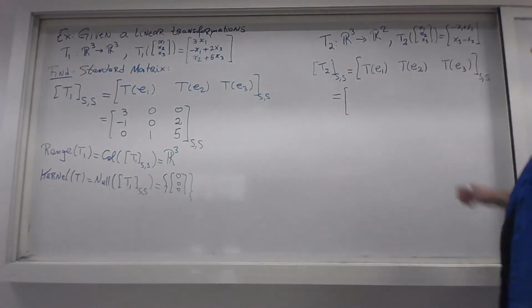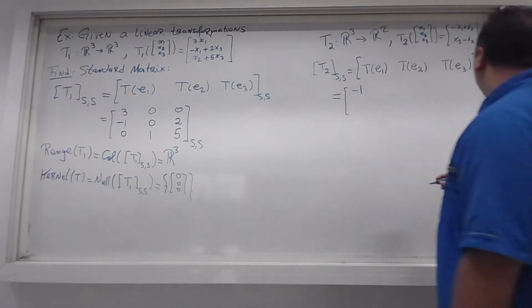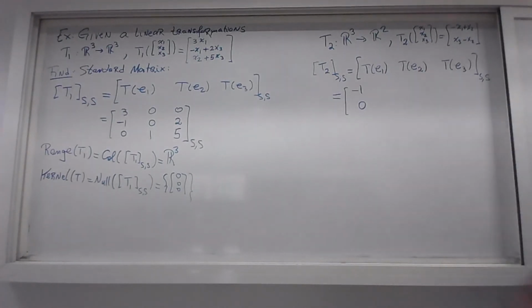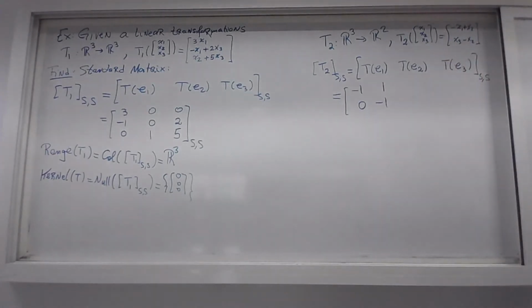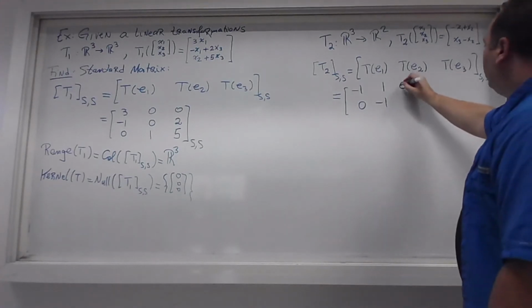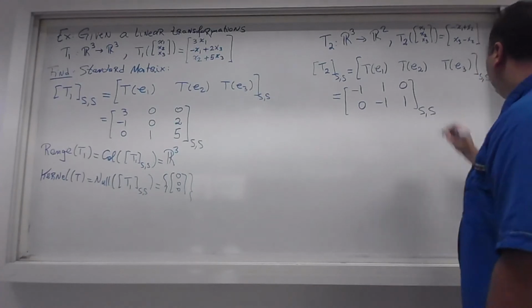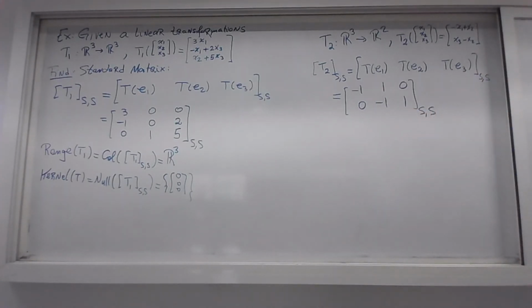Okay, so first basis vector 1, 0, 0. So we have -1 and then 0. Second basis vector 0, 1, 0. 1, -1. And the third basis vector is 0, 0, 1. So the first component will be 0, and this is 1. Obviously, this matrix is not square, so it's not invertible at all. We cannot even talk about invertibility here, because it's not square.